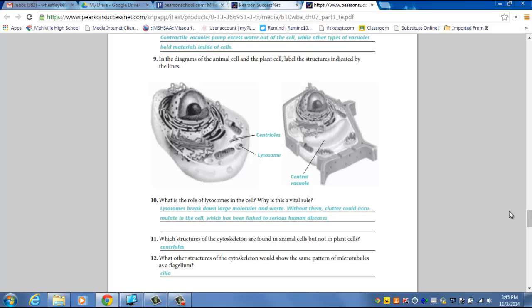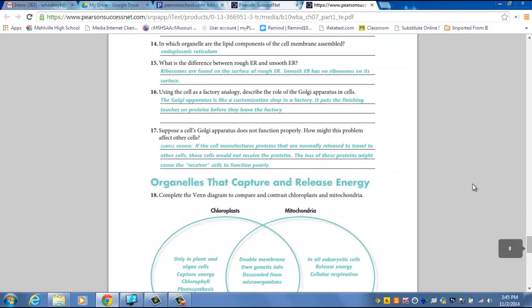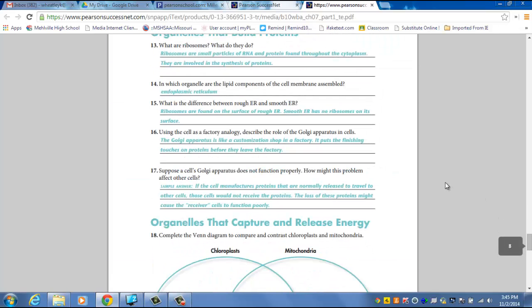We are going to use those to maneuver those microtubules around the cell. Other structures in the cytoskeleton are similar to cilia. Cilia are finger-like projections that help to move things along. Number 13, ribosomes. Ribosomes are going to be the protein factories. The RNA is going to travel to the ribosome so that they can assemble whatever protein is needed to be made.